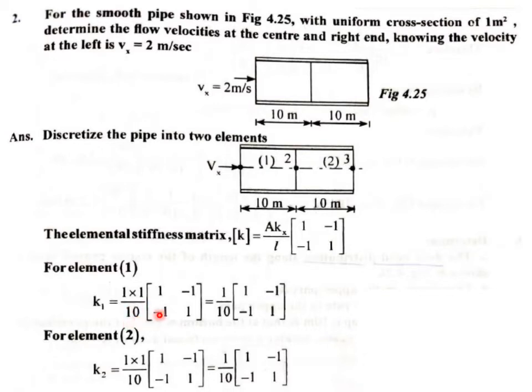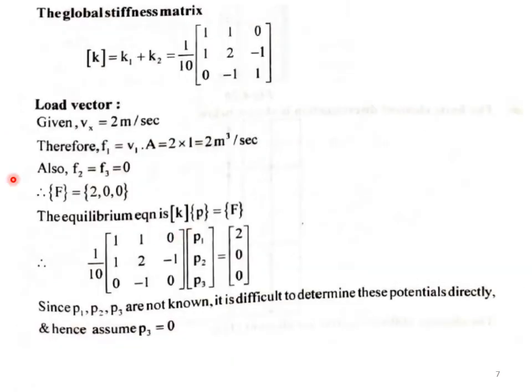K1 is equal to 1 into 1 by 10, [1 -1; -1 1]. Similarly for K2, 1 into 1 by 10, [1 -1; -1 1]. So that gives K1 and K2. Next we will be finding the global stiffness matrix by summing these two elemental stiffness matrices, K1 and K2. Global stiffness matrix K is equal to K1 plus K2. Summing up, we get 1 by 10, [1 -1 0; -1 2 -1; 0 -1 1].